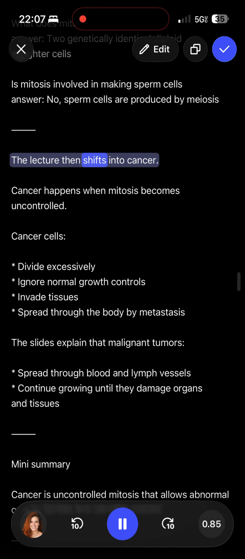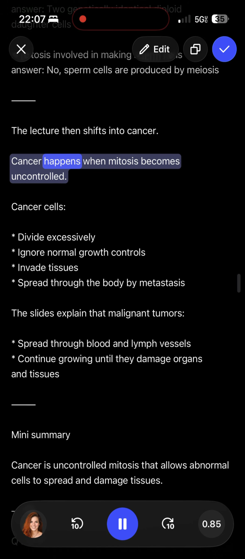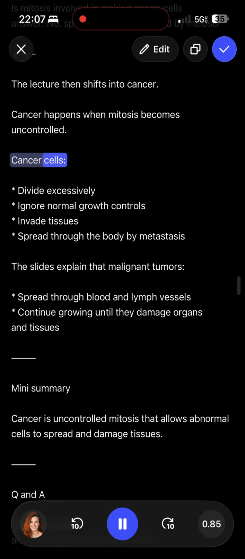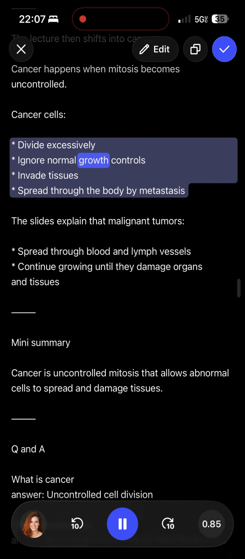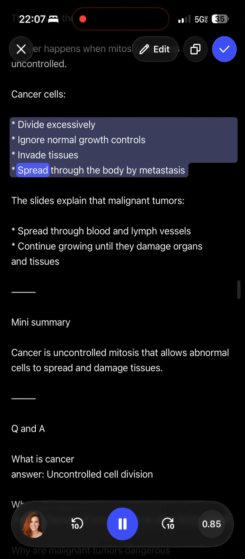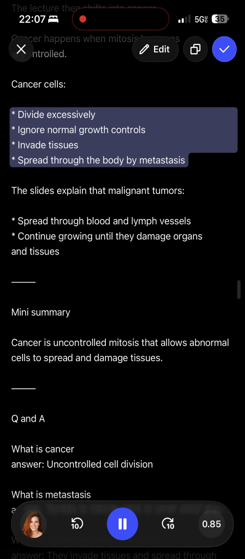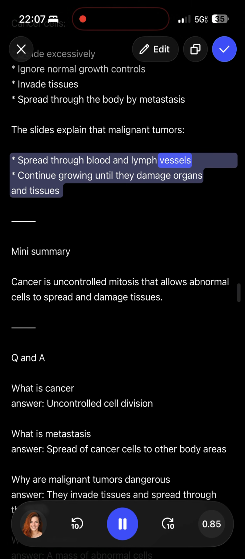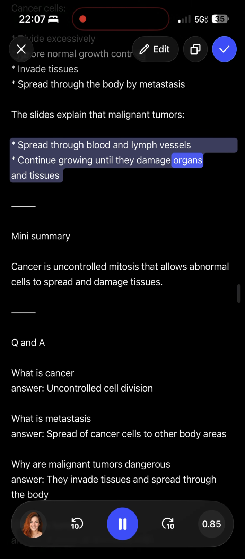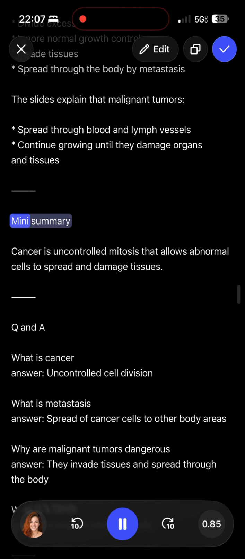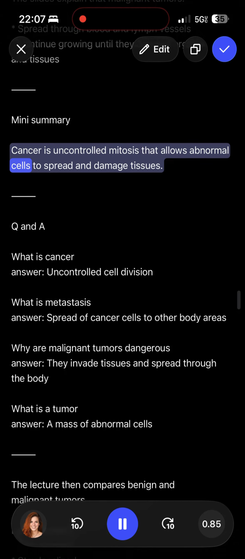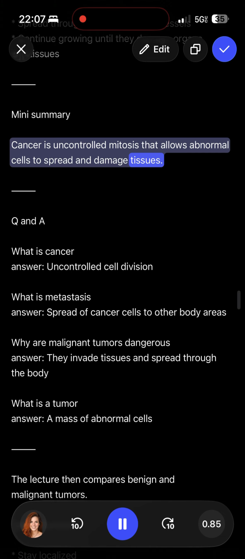The lecture then shifts into cancer. Cancer happens when mitosis becomes uncontrolled. Cancer cells divide excessively, ignore normal growth controls, invade tissues, and spread through the body by metastasis. The slides explain that malignant tumors spread through blood and lymph vessels and continue growing until they damage organs and tissues. Mini summary. Cancer is uncontrolled mitosis that allows abnormal cells to spread and damage tissues.